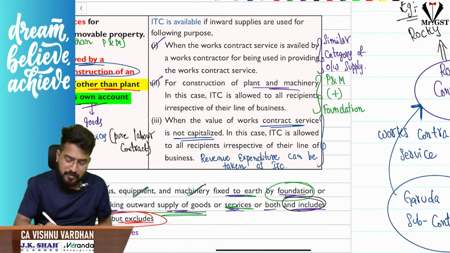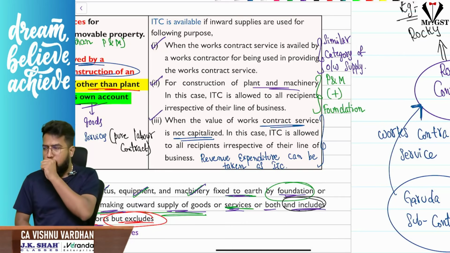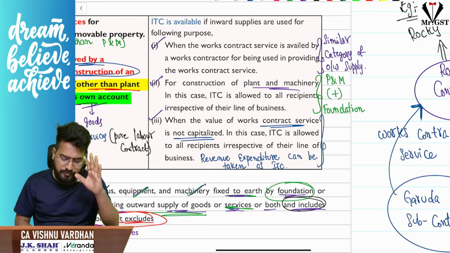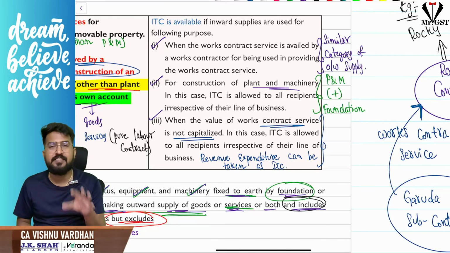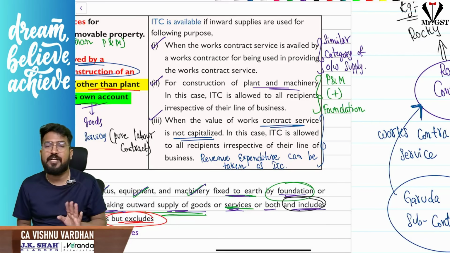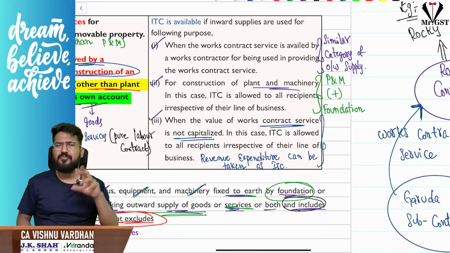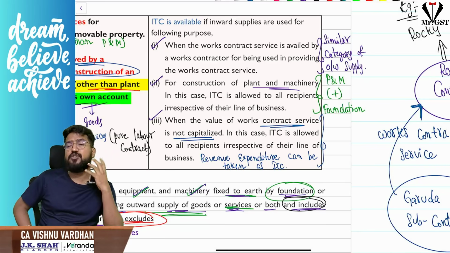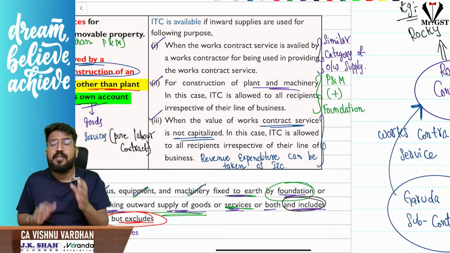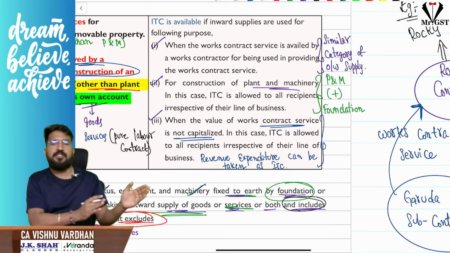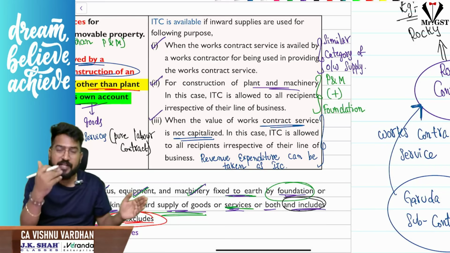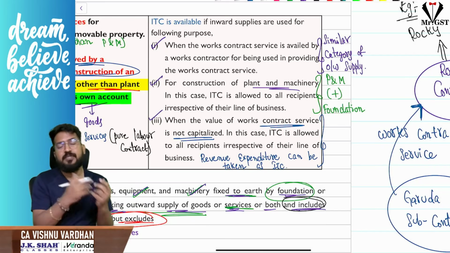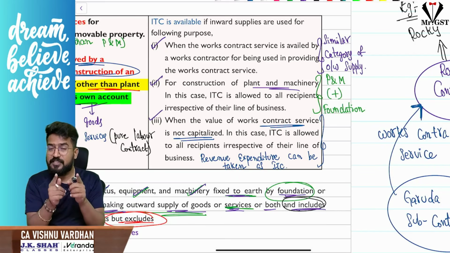And the last exception is, if at all you are buying these things and that expenditure is not capitalized, then also you can take ITC. Sir, what do you mean by expenditure is not capitalized? Sir, the meaning is it is actually a revenue expenditure. Then you can take ITC. But if it is a capital expenditure, don't treat it like revenue expenditure to avail ITC.